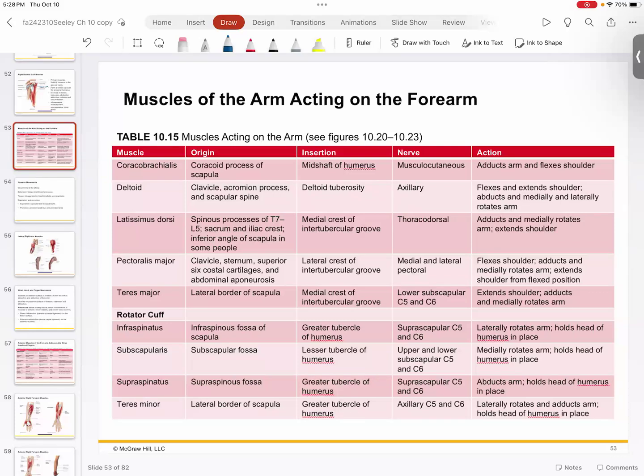So, muscles of the arm that are acting on the arm. This is a rundown of the muscles we just talked about. Teres major is probably the only one that we didn't really talk about very much. This one originates on the lateral border of the scapula, and its job is to extend the shoulder and adduct the arm itself. So it's also involved in the arm, but it doesn't hold the humerus on there. The rotator cuff group is responsible for holding the humerus in place.